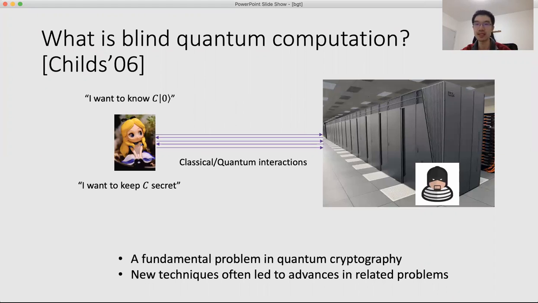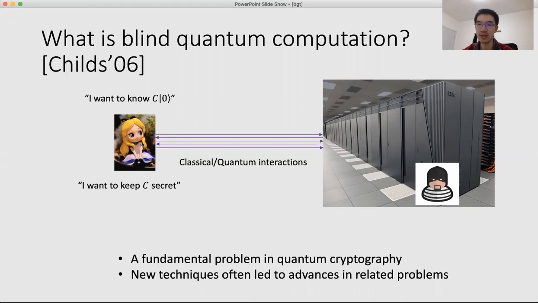So what is blind quantum computation? In this problem, Alice has a quantum circuit C, and she wants to evaluate it and get C(0). But she doesn't have the ability to apply C herself, so she makes use of a remote quantum solver. On the other hand, she doesn't trust the solver and wants to keep C secret. So she wants to design a protocol to interact with the solver and get the result in the end. This is a fundamental problem in quantum cryptography.